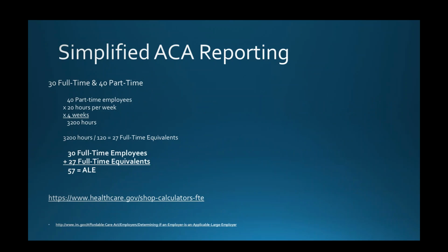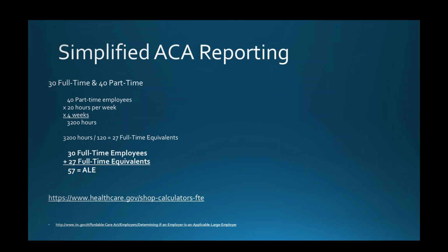So here's kind of an example of an employer. You have 70 employees, 30 are full-time and 40 are part-time. Let's just say that all 40 of those part-time employees work 20 hours per week times 4 weeks. That's 3,200 hours. Take 3,200 hours, divide by 120, and you come up with 27 full-time equivalents. You add up the 30 full-time employees and the 27 full-time equivalents. You get 57 employees and equivalents. That equals an ALE.